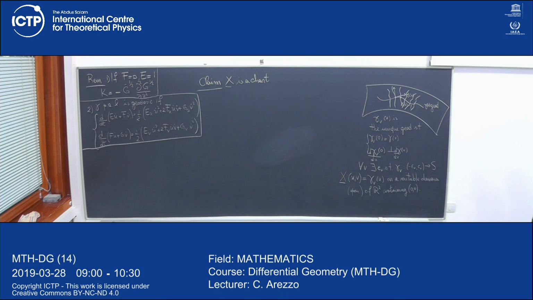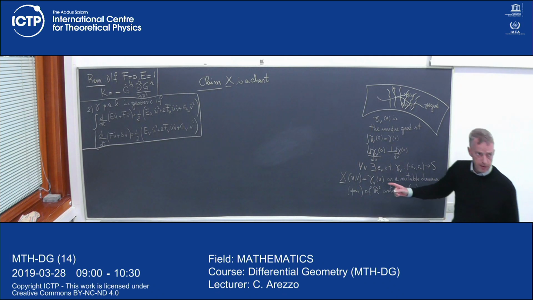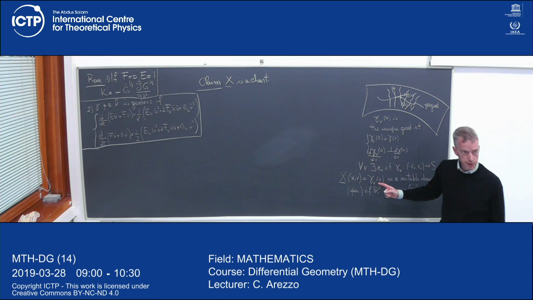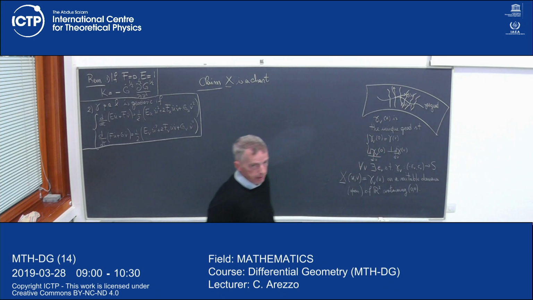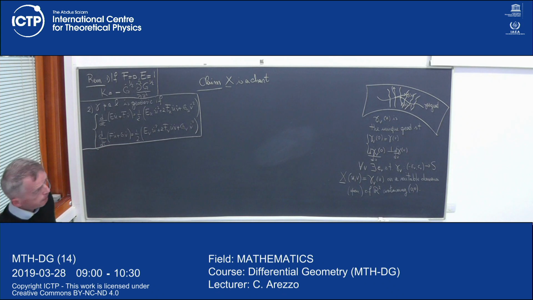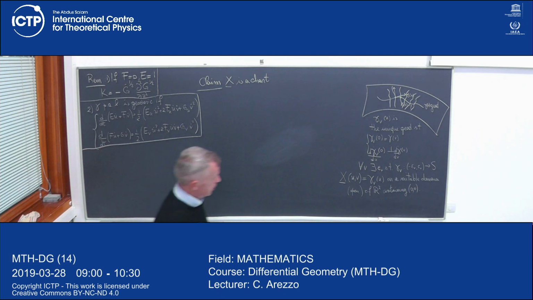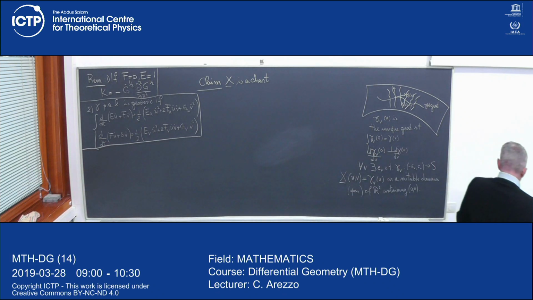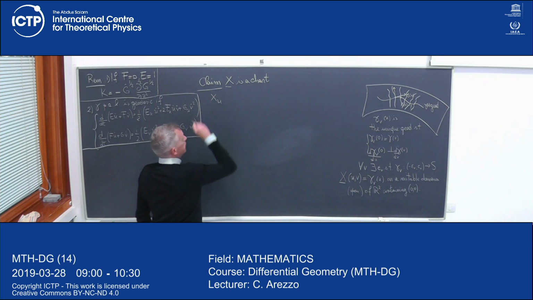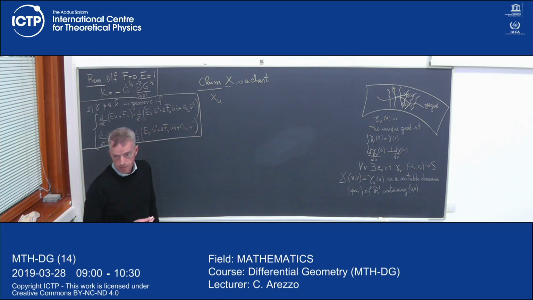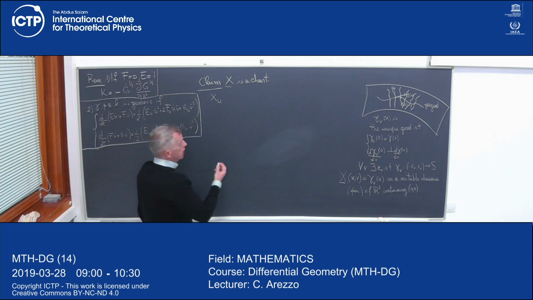Of course, it's smooth. The only thing we need to prove is the famous third condition about the differential, whether the differential of this map is of maximal rank. So what is the differential of this map? Let's rephrase what we know. We need to prove that the vectors XU and XV are linearly independent, at least somewhere.